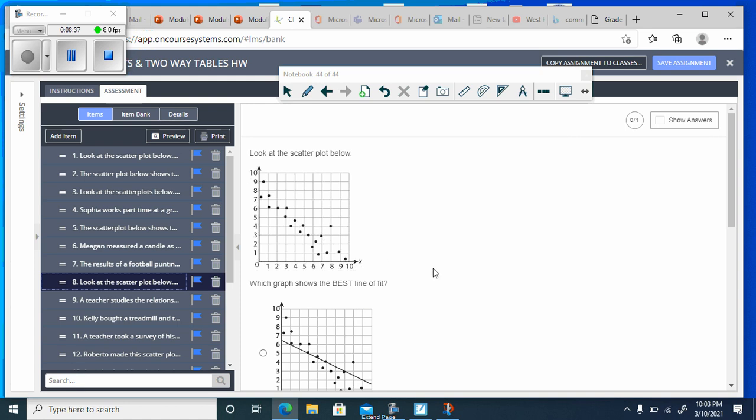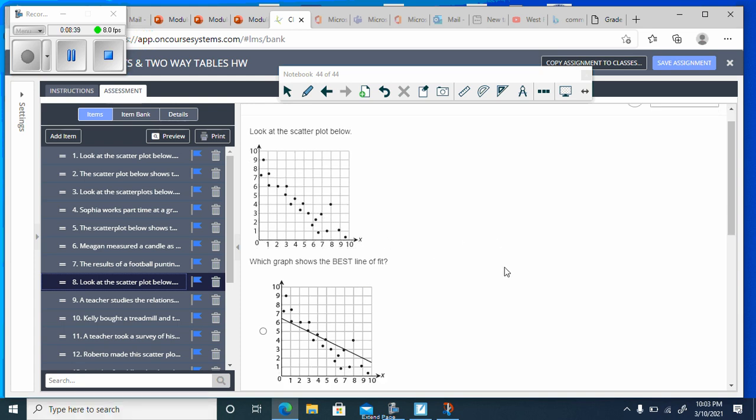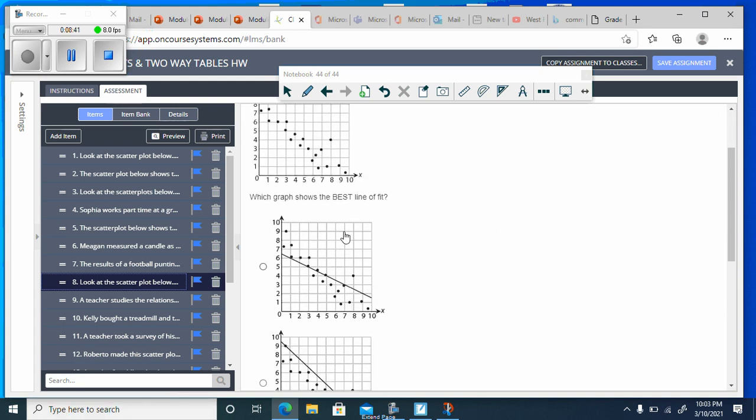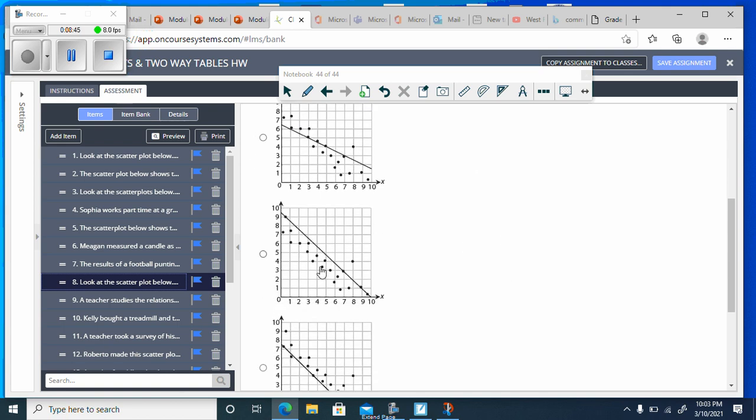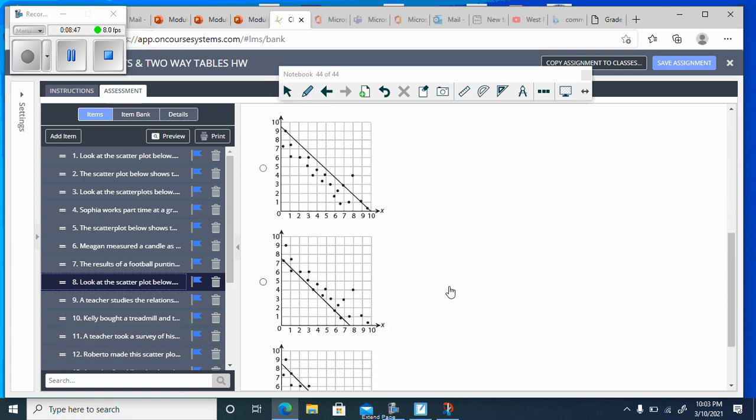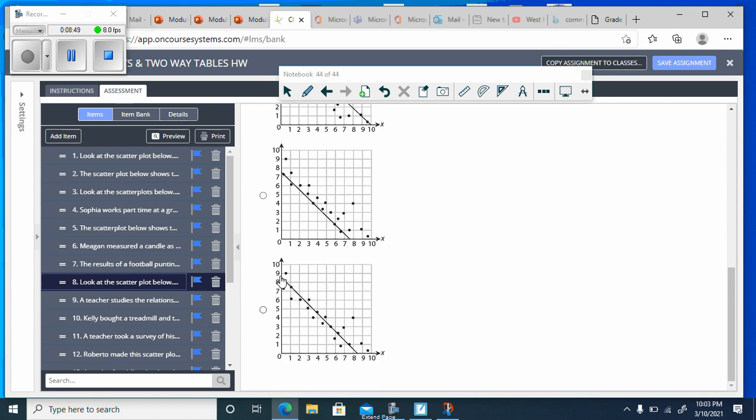Look at the scatter plot below. Which graph shows the best line of fit? Well, that one's not really because it's kind of cocked to the side. This one's got too many underneath it. It's got too many above it. This one makes sense. It's got about half of them above and half of them below, and it seems to have the right trend.